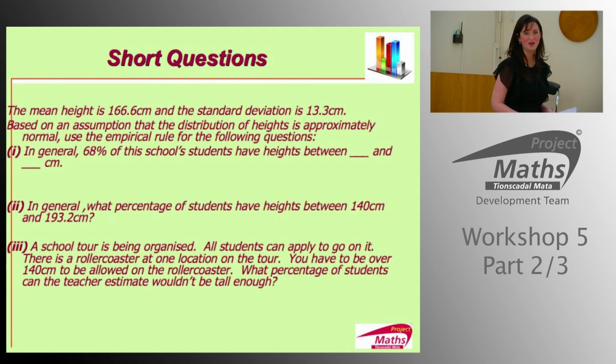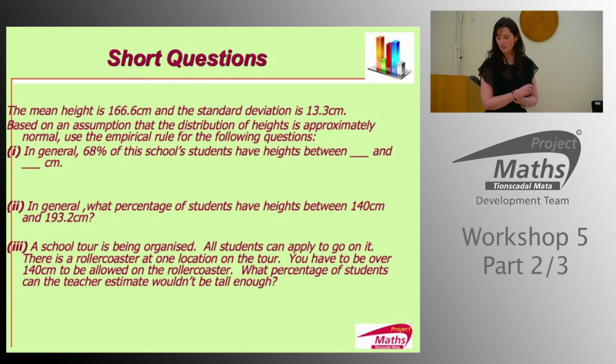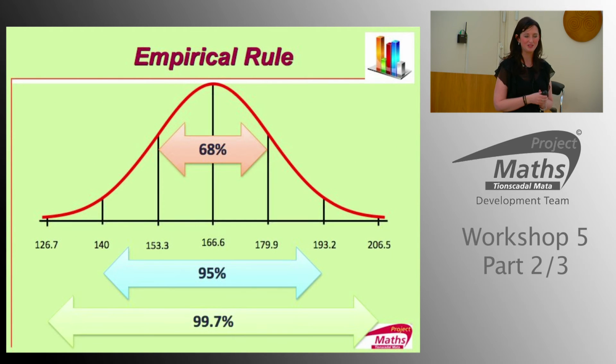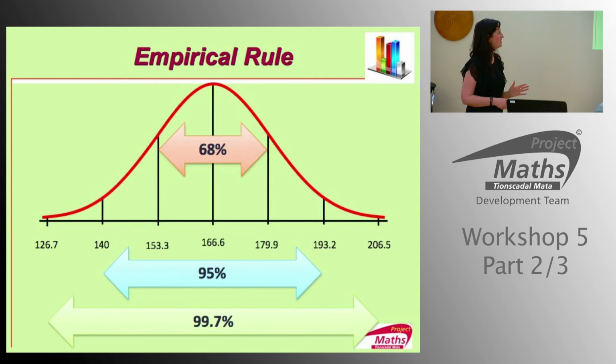So what can the teacher estimate if she's wondering, how many do I reckon won't be allowed on this roller coaster? Okay? So what percentage of the people she brings won't be allowed on? Perfect, 2.5. How did you get 2.5?